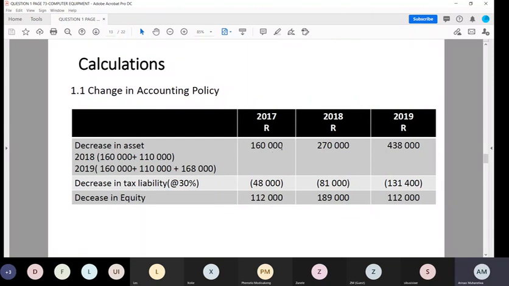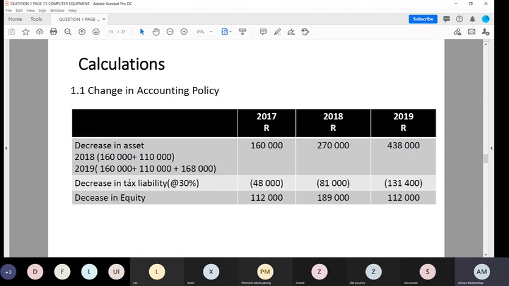So in 2017, 160,000. There was no other value before that. In 2018, 270. How do we get it? 160 of 2017 plus 110 of 2018, so it will give you 270. In 2019, we apply the same principle, then it should give you 438,000. So don't fall into a trap where you just take 160, 110, and 168 and say, these are my decreases. It's a cumulative balance because you're dealing with the asset balance.